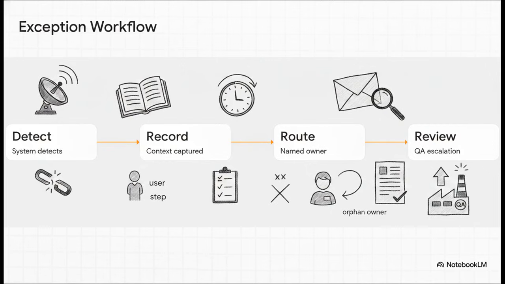Then it actively routes it to a named owner. This is brilliant because it prevents those orphan exceptions that just sit there and stall the batch. From there, it heads to supervisor review, and if certain thresholds of severity or repetition are hit, it triggers a quality escalation directly to the quality unit.